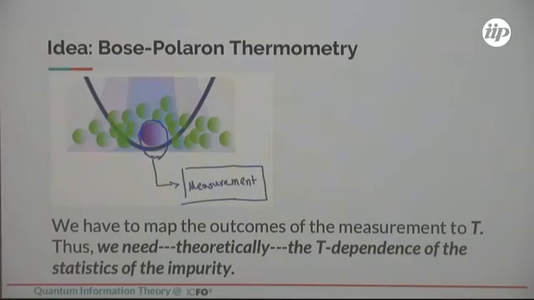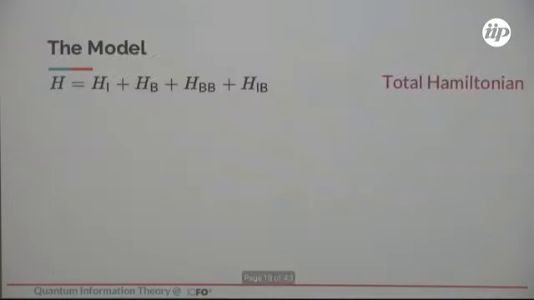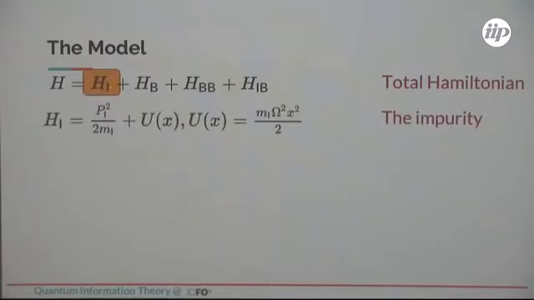This is in general a difficult problem because we are dealing with infinite dimensional systems. Just to give a flavor, I showed the Hamiltonian of this system, which is built of the Hamiltonian of the impurity. It's like a harmonic oscillator. We have a harmonic trap, and this omega is the frequency of the trap of the impurity.